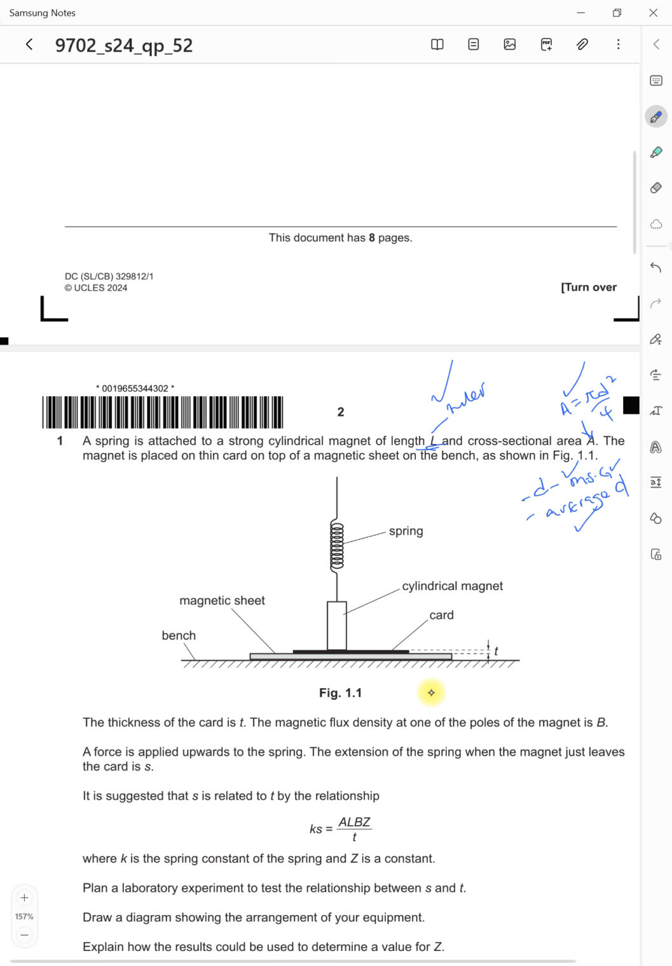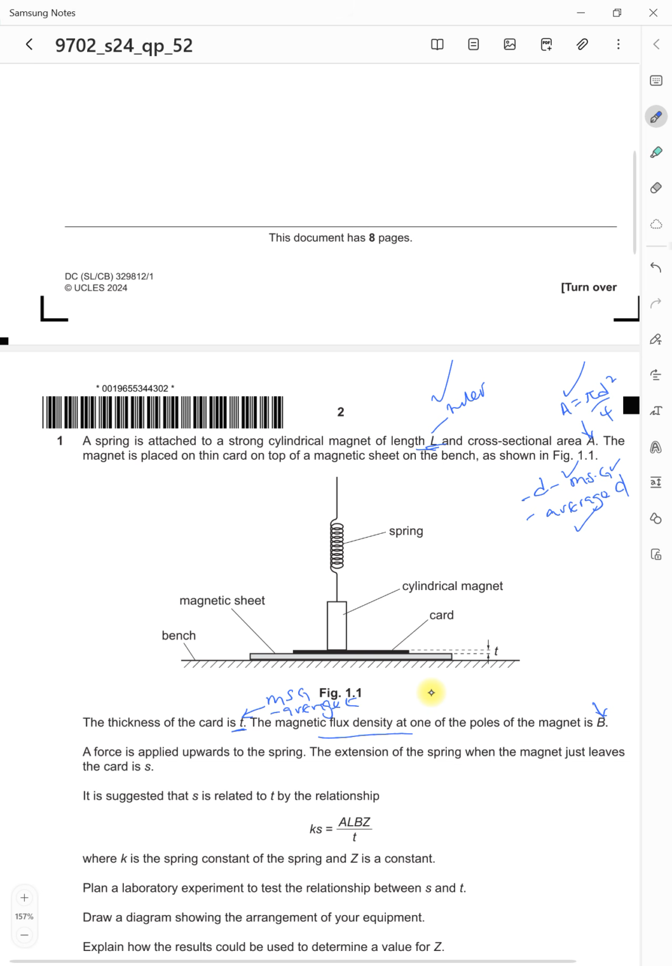The thickness of the card is T. So how will I measure the thickness T? Of course, I'll measure the thickness T using a micrometer screw gauge. And also I'll measure at different points and obtain the average of T. The magnetic flux density at one pole of the magnet is B.